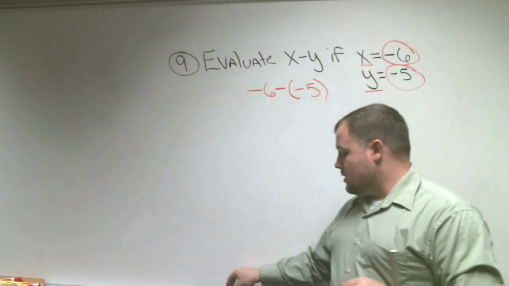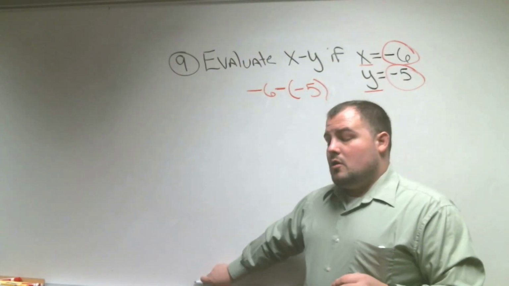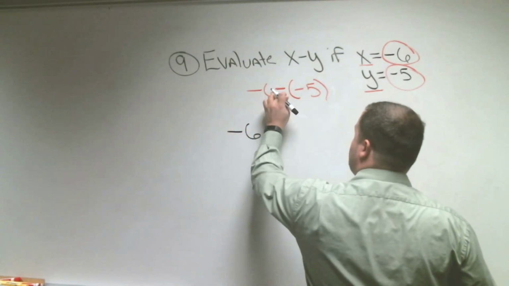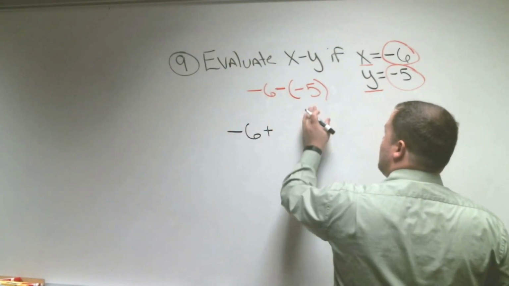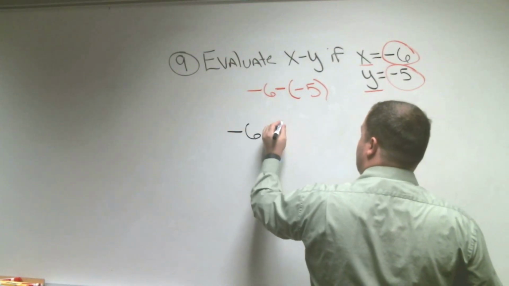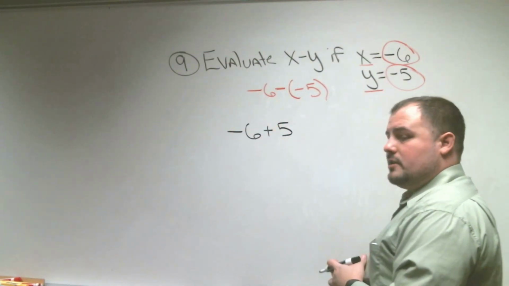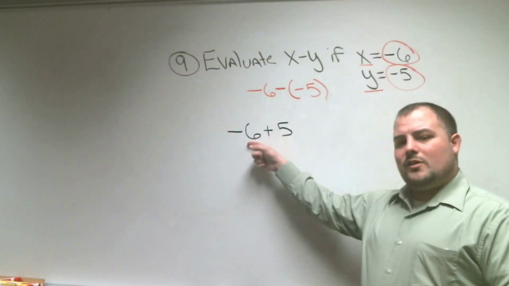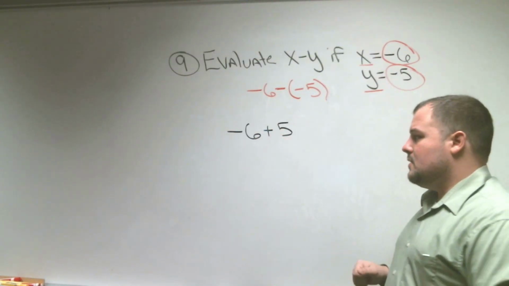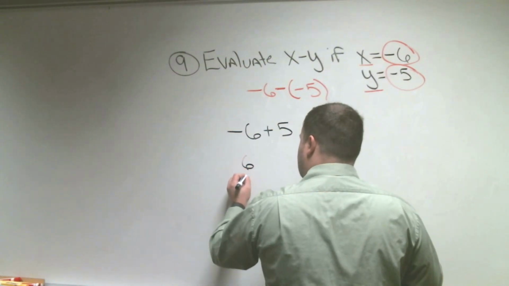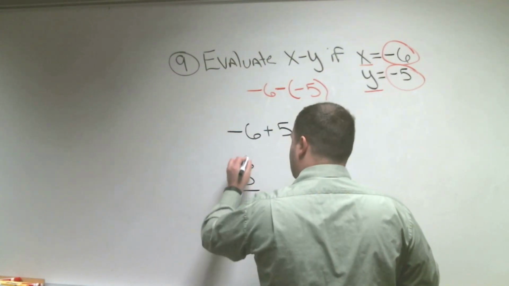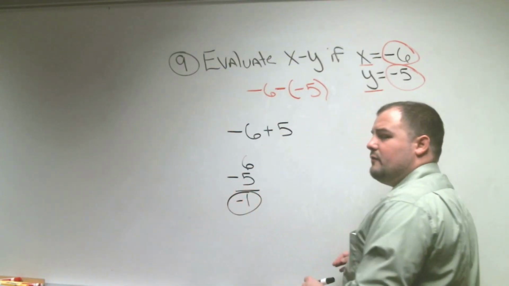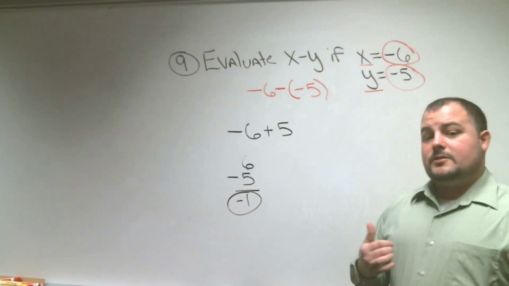So now we're going to use the rule. Well, we have negative 6. We change subtraction to addition. And that is negative 5, so we're going to make that a positive 5. So this problem is really negative 6 plus 5. Well, we have more negatives than positives. So we take 6 minus 5. 6 minus 5 is 1. And since we have more negatives, that's negative 1 is our answer. That's our answer to this problem.